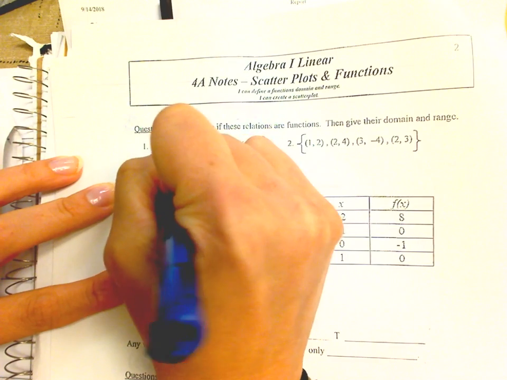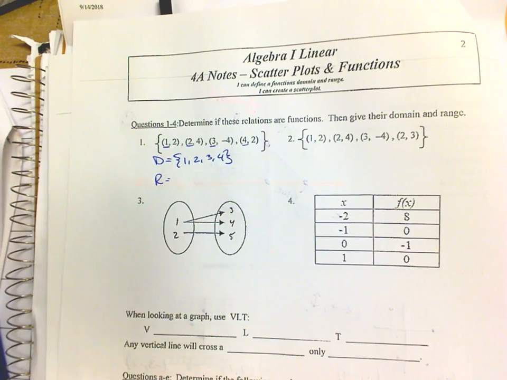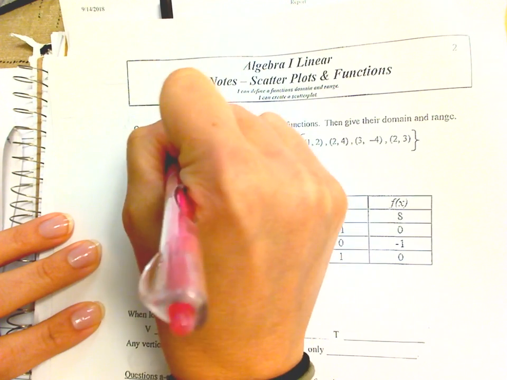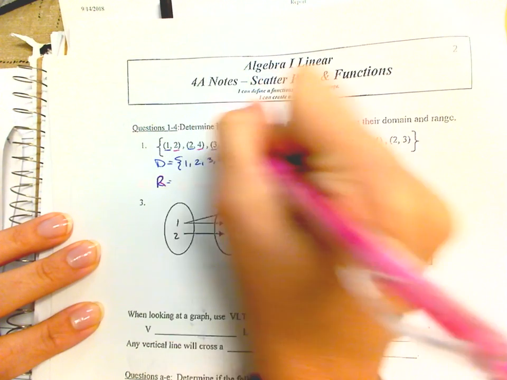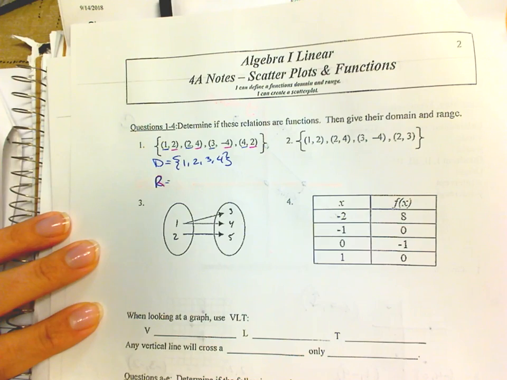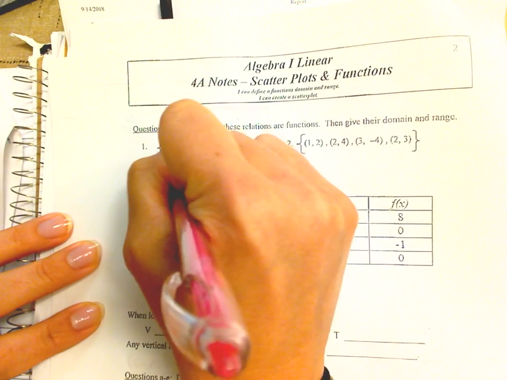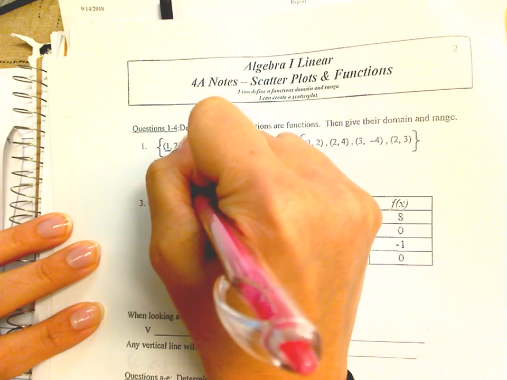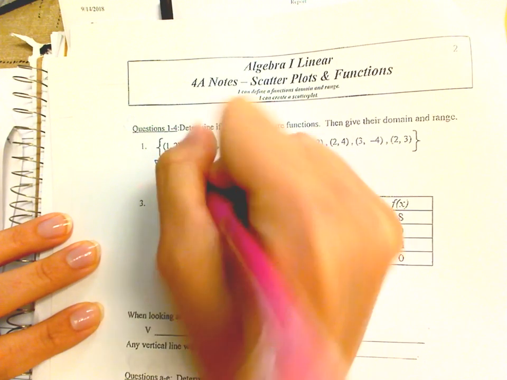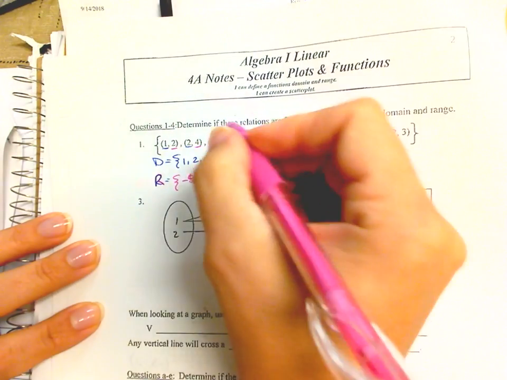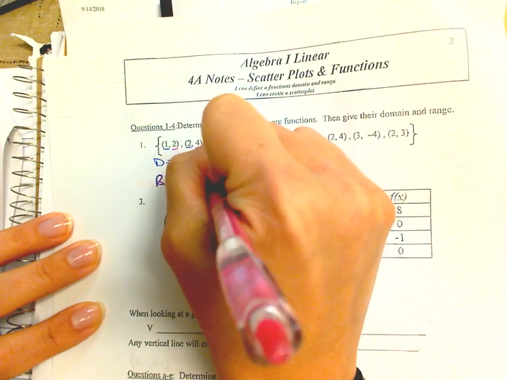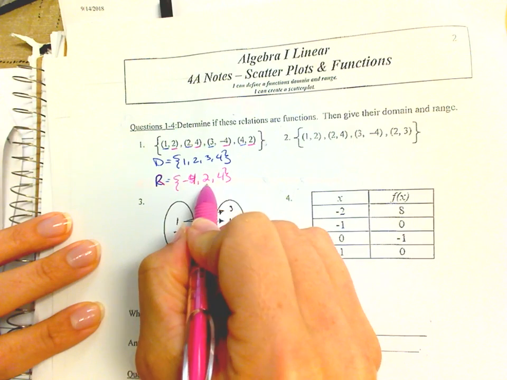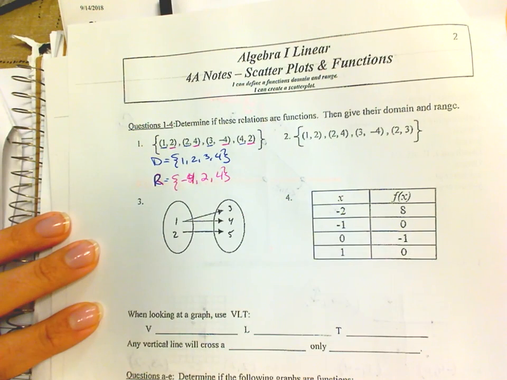And then your range. Your range, we could color code this, I suppose. 2, 4, -4, and 2. So we're going to go least to greatest. So we're going to go -2. Oh, wait, nope, that's a -4. -4. We have two 2's. You only need to write it once, and then a 4. So -4, 2, and 4.